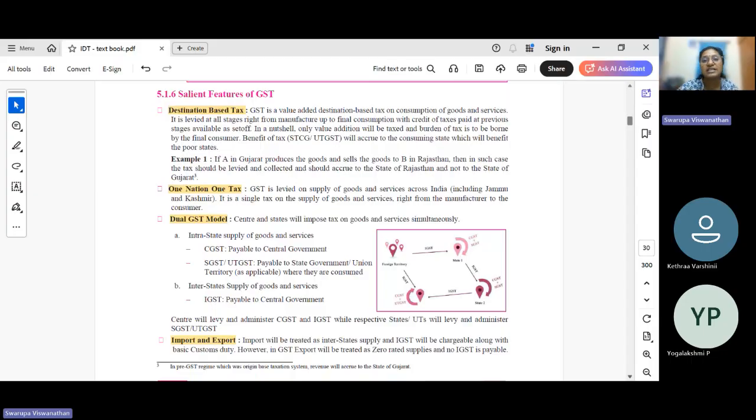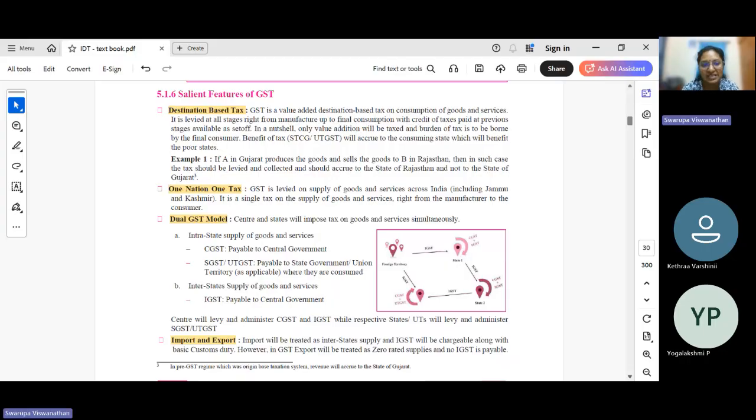First unique aspect, it is a destination based tax. Okay, consumption based tax. Wherever the consumer is placed, whichever state, that state will get the tax. So it is a consumption based tax. It is not a tax that is levied at the time when the goods leave the factory, but it is a tax that is collected on the consumption, where the product is being, which state is consuming the goods and services.